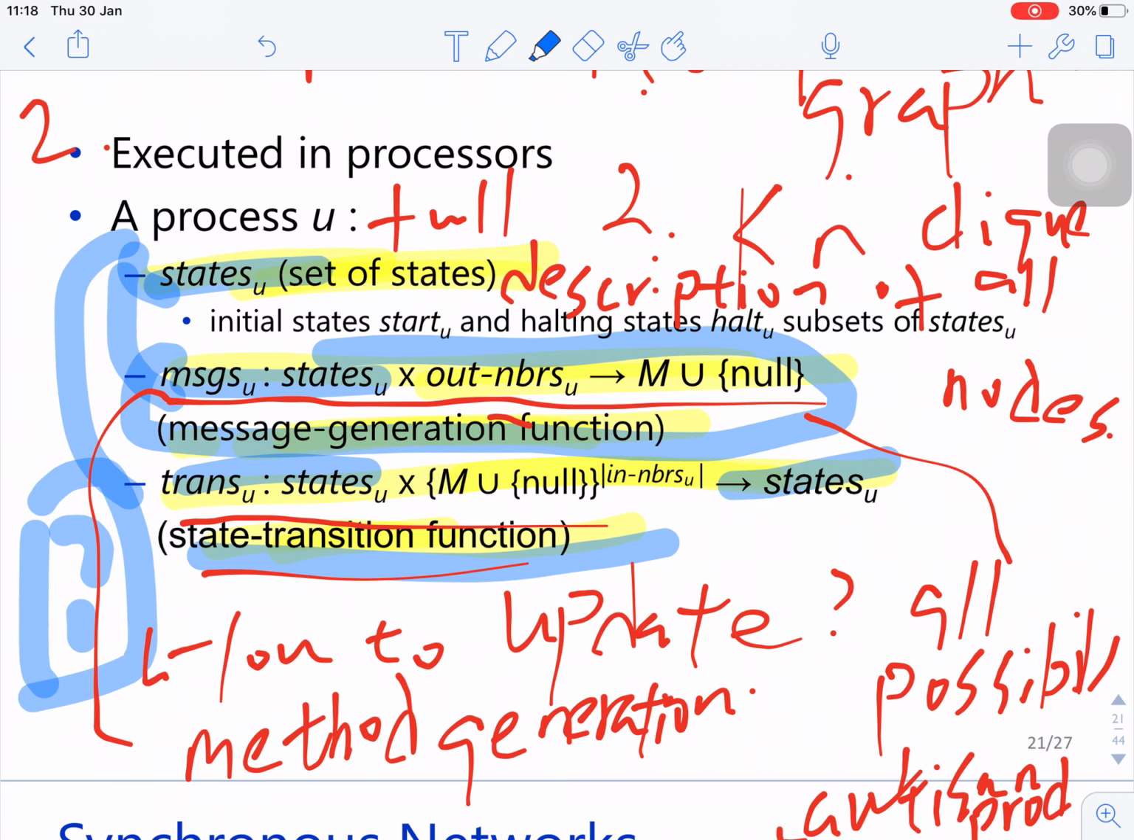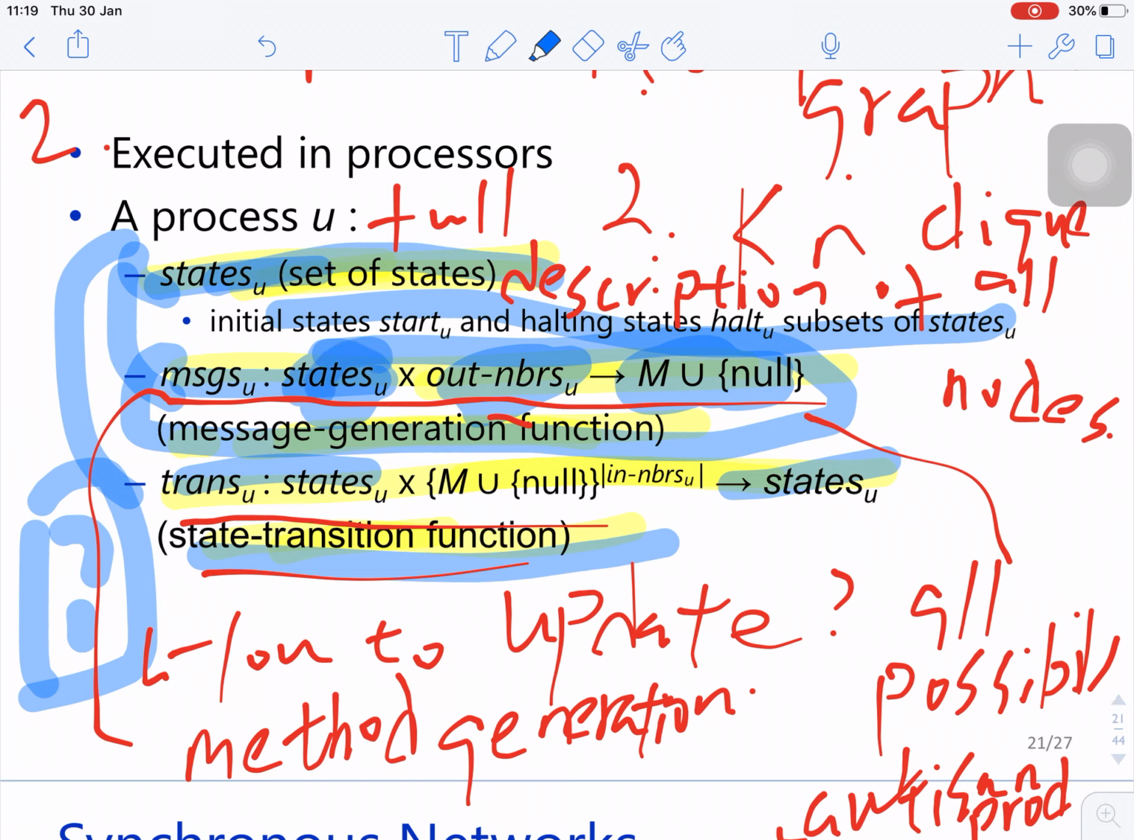Let me look at them in detail. Firstly, the state denotes the whole status of the nodes in the network, and the message is generated from each state. If you have outgoing neighbors, then you can generate the corresponding messages, or none of the messages.